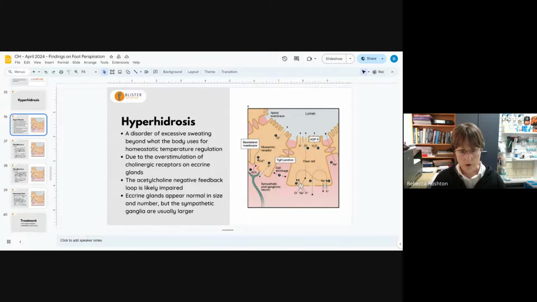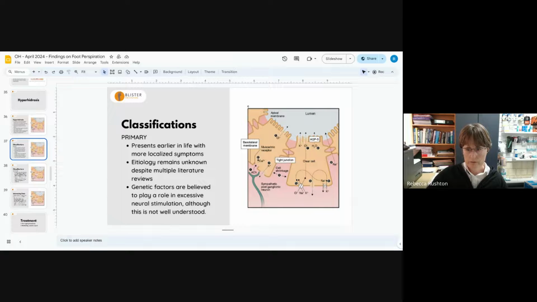It's due to the overstimulation of cholinergic receptors on eccrine sweat glands. So where this green nerve comes and releases the acetylcholine, it's an overstimulation here. The acetylcholine negative feedback loop is likely impaired. And interestingly, eccrine sweat glands appear normal in size and number, but the sympathetic ganglia are usually larger in people with hyperhidrosis.